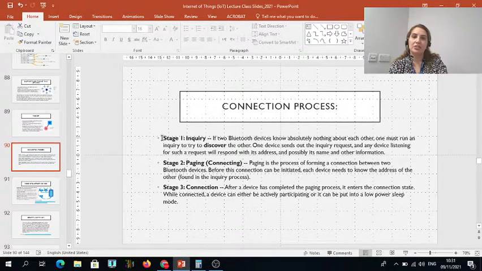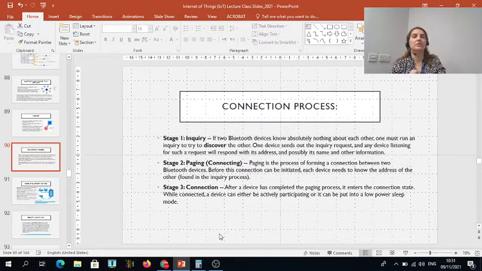Now, these stages are very typical stages that when we are looking at Bluetooth, we need to be aware of them. So stage one is called inquiry. So if you imagine you have two devices and they want to connect with each other. If two Bluetooth devices know absolutely nothing about each other, one must run an inquiry to try to discover the other one. You're aware of this inquiry as scanning.